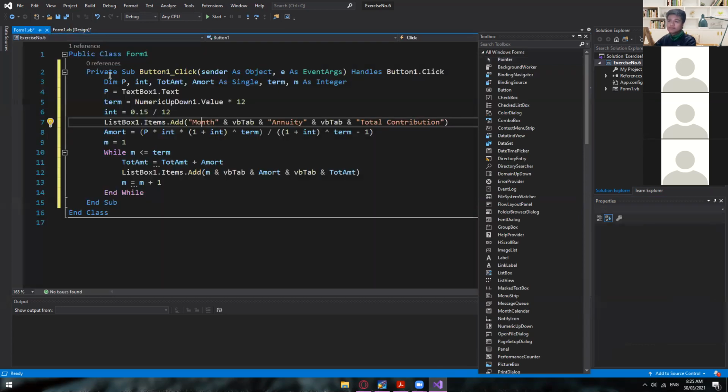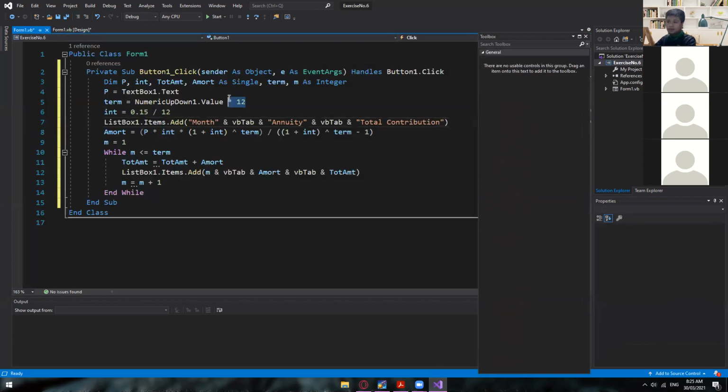So if it's 1, then it will be multiplied by 12. So a total of 1 year, 12 months. So if it's 2, then a total of 24 months. And here is a formula for the interest. So we have to divide this 1 by 12. Okay, so this one will be computed per month. Okay, so that's your interest per month. So actually, you have an interest of 15% a year.